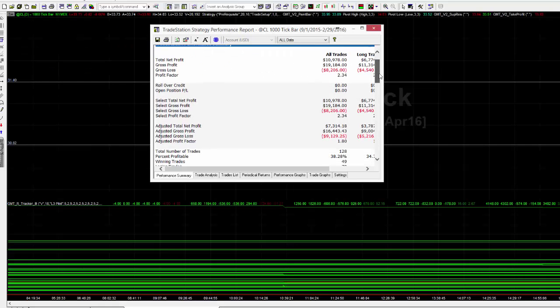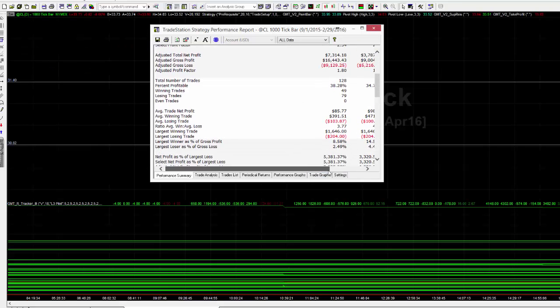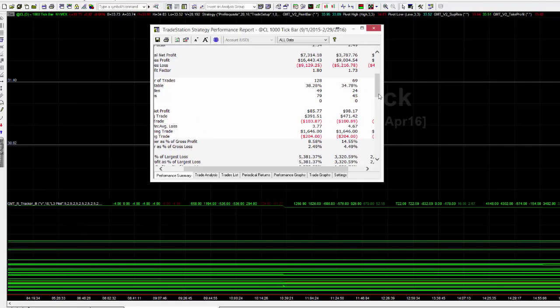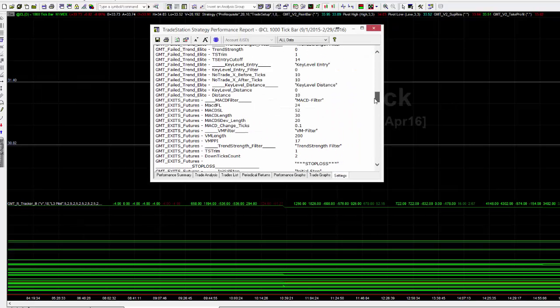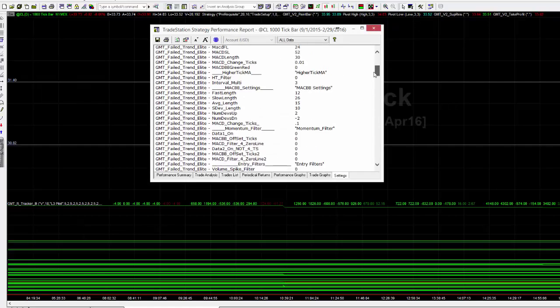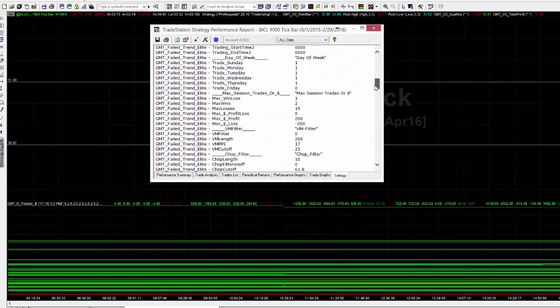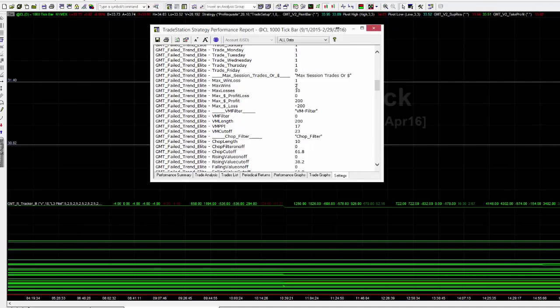Okay traders, the optimization has come back. It's got us $85.77 with the overall average trade net profit. But we also have an optimal setting, as we said before, for max wins, max losses, and we'll go to that on our filter. We have 10 and 2, so that was the optimal setting.